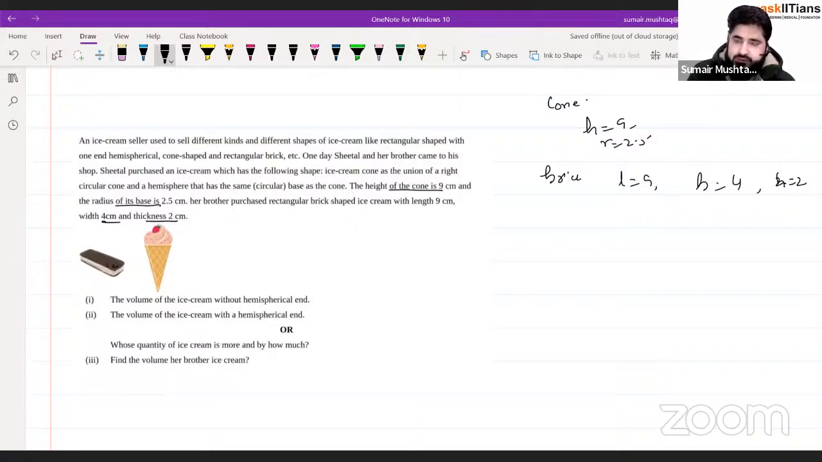Okay, fine. Now the volume of a cone without the hemisphere, that means without this ice cream on the top, you have to find the volume of a cone. How to find the volume of a cone? Yes, volume of ice cream without hemispherical end. How to find the volume of a cone without hemispherical end? Tell me.